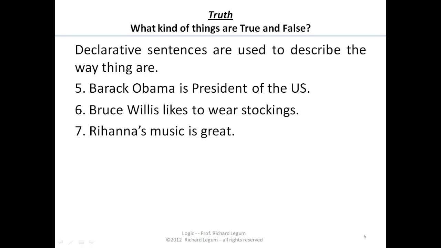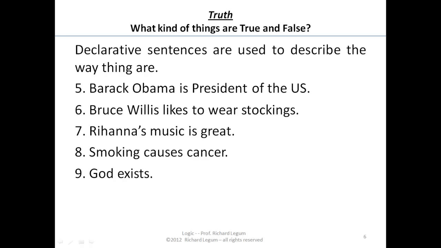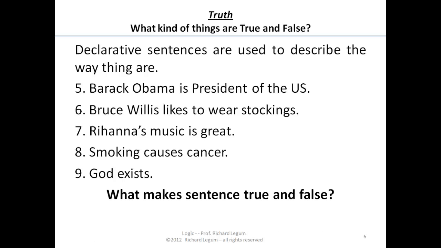Rihanna's music is great. Supposed to be describing the way the world is, right? Whether her music is great or not. Smoking causes cancer. Another declarative sentence, something else that can be true or false. God exists. That can be true or false. Now, we're trying to get to the question of, since we know what kinds of things are true or false, what makes declarative sentences, sentences that are supposed to describe things, true or false?